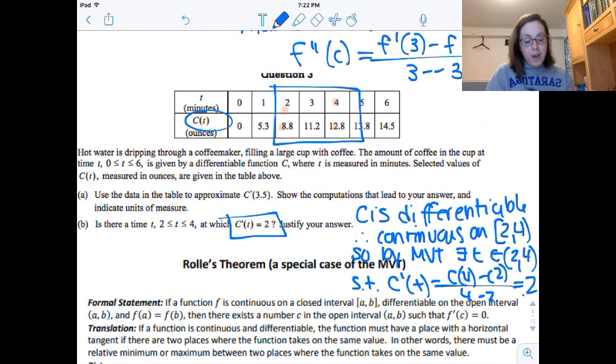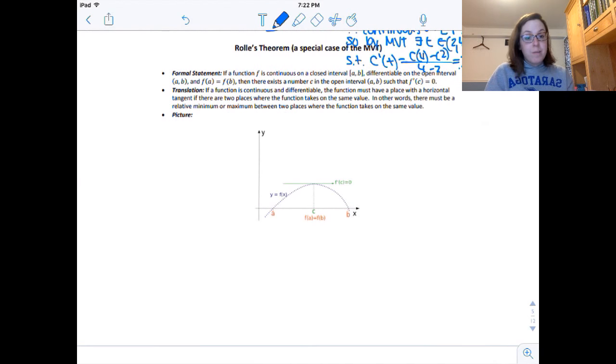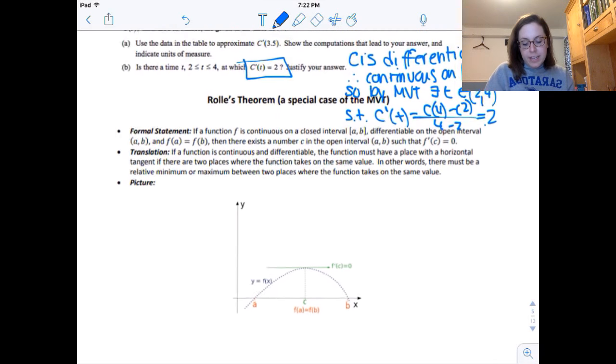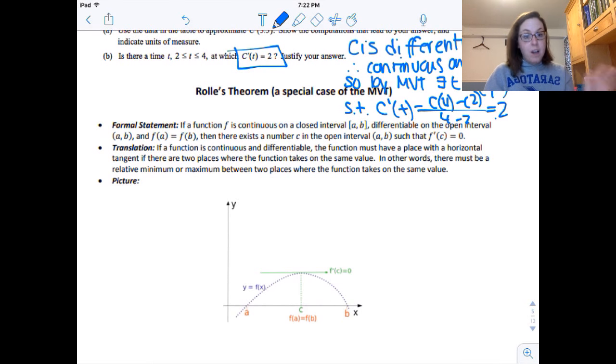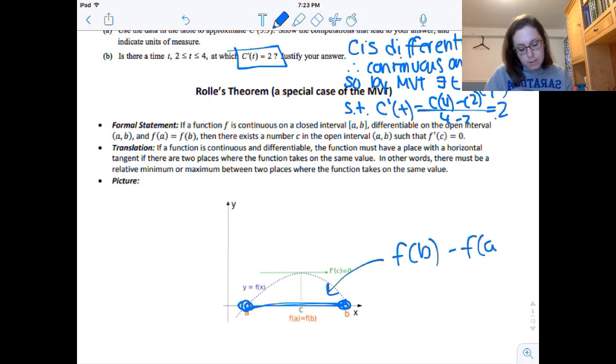Okay. And then the last thing is Rolle's theorem, and Rolle's theorem is just MVT. You can call it MVT. You don't need to call it something different. But all Rolle's theorem says is that your average rate of change has to be 0. So if you do f of b minus f of a over b minus a and you get 0, that could be Rolle's theorem. Same thing.